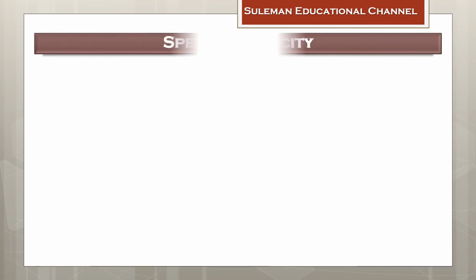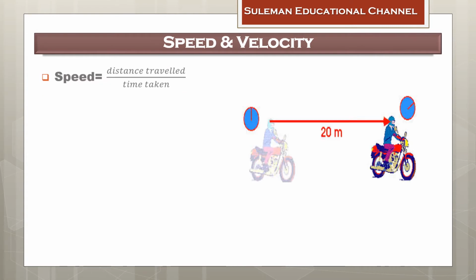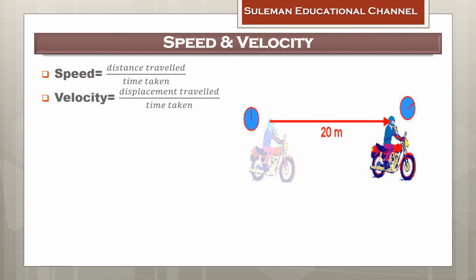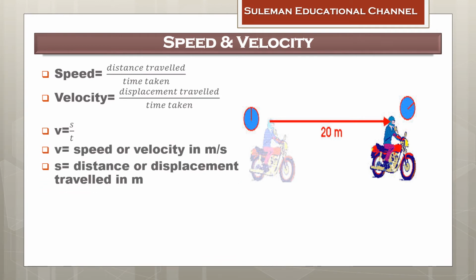Now we will talk about the formula for speed and velocity. The formula for speed is equal to distance traveled divided by time taken, and the formula for velocity is equal to displacement traveled divided by time taken. Both speed and velocity can be written as v is equal to s divided by t, where v is the speed or velocity in meter per second, s is the distance or displacement traveled in meter, and t is the time taken in second.